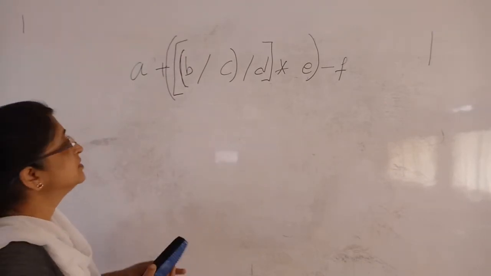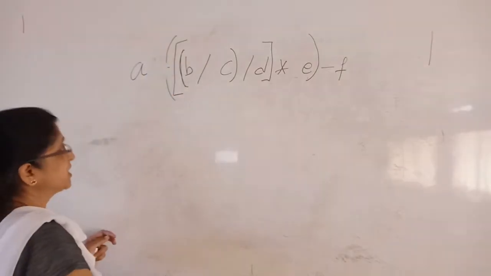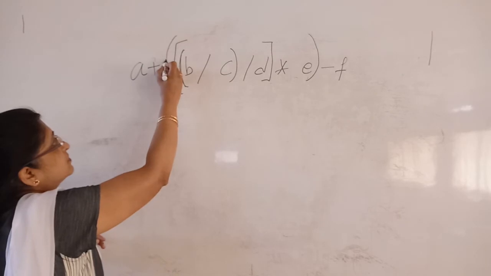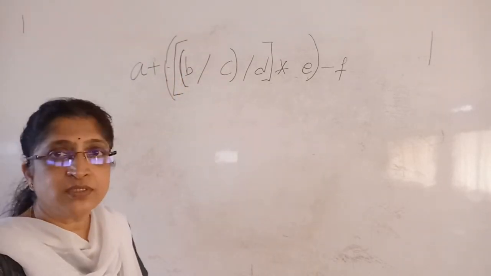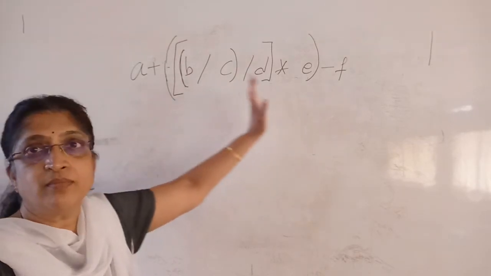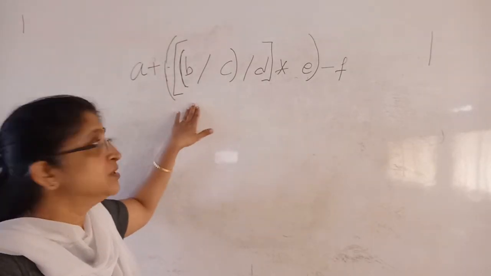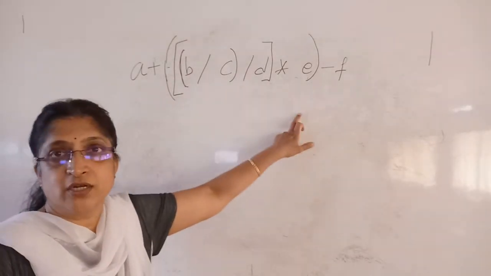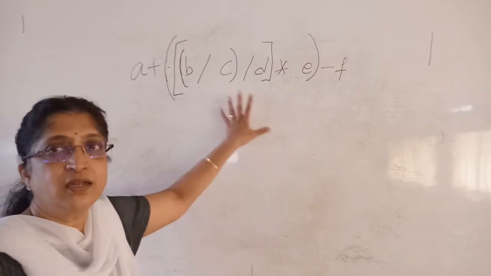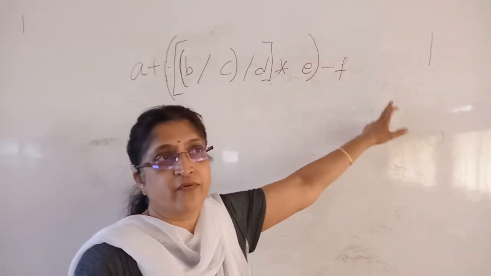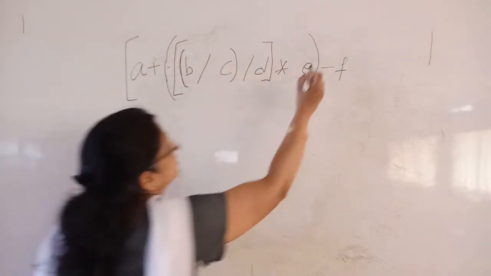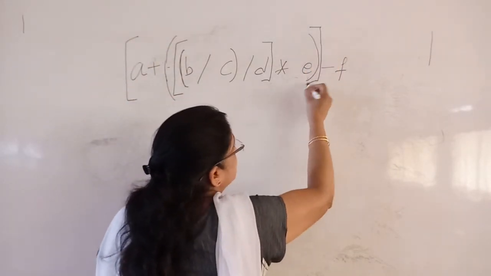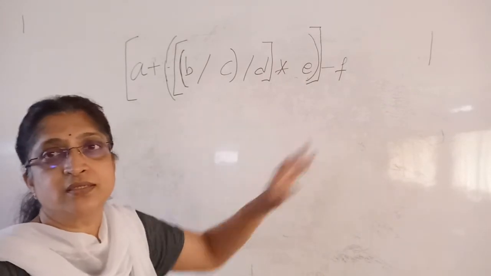We have addition and subtraction. Now what happens? In the order from left to right, first we have addition. So A will be added with the result of this, then that result minus F. So we have to write A plus this, then finally the whole result minus F.